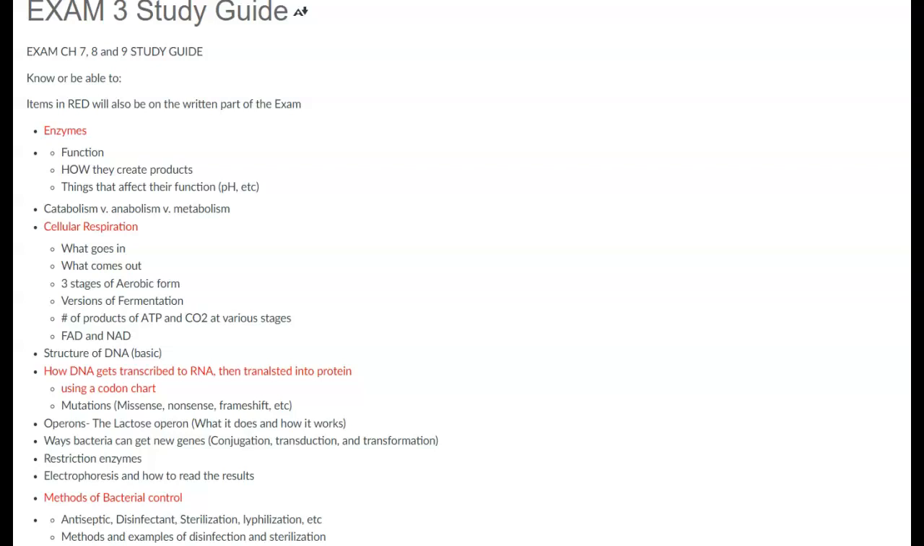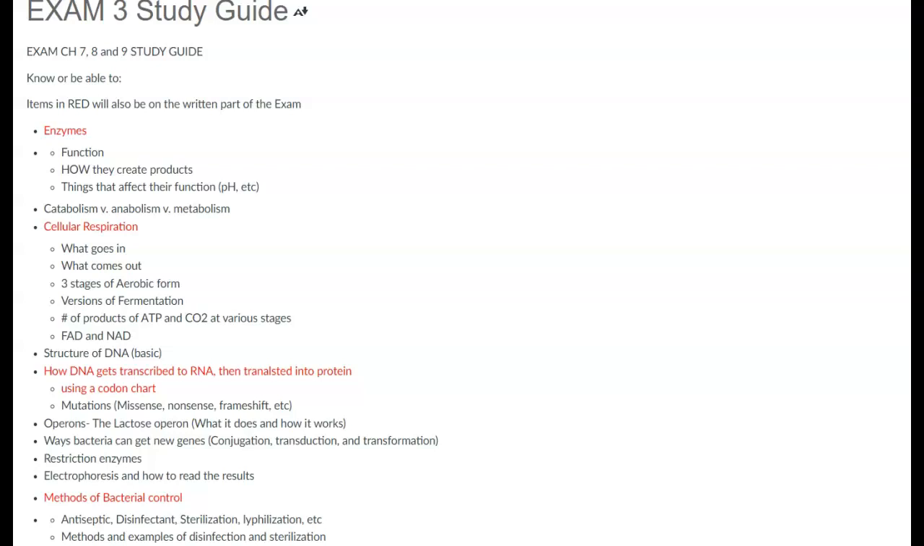So generally enzymes, obviously not a secret. Know what their purpose is, what they do in the reaction, their role, which is important. They're not really part of the reaction itself. They just kind of help the reaction to work the best way it can. And then about things that would affect their function: pH, temperature, salt concentration, things like that.